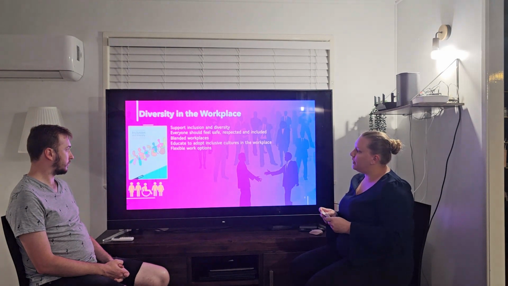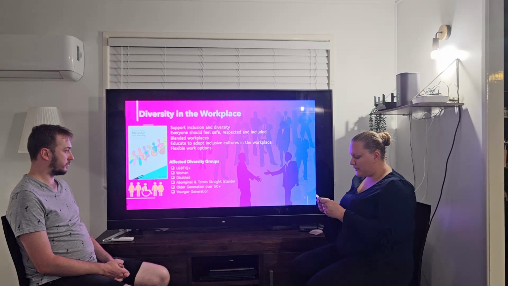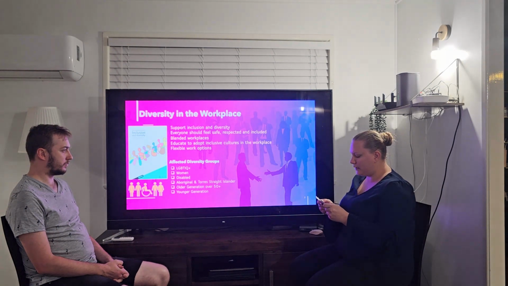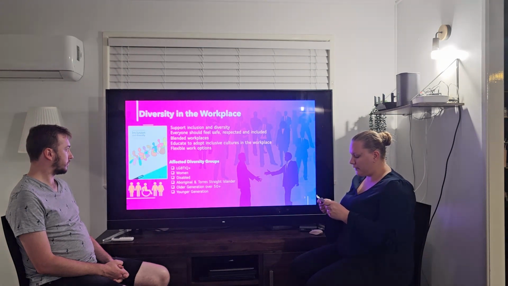Next is diversity in the workplace. The Queensland Government supports diversity and inclusion in the public sector by introducing strategies and emphasising workplace culture. Such strategies include the Queensland Public Sector Inclusion and Diversity Strategy 2021 to 2025, which emphasises key principles that will continue to improve diversity and inclusion in the public sector. These key principles include leadership, accountability, and human capital management.